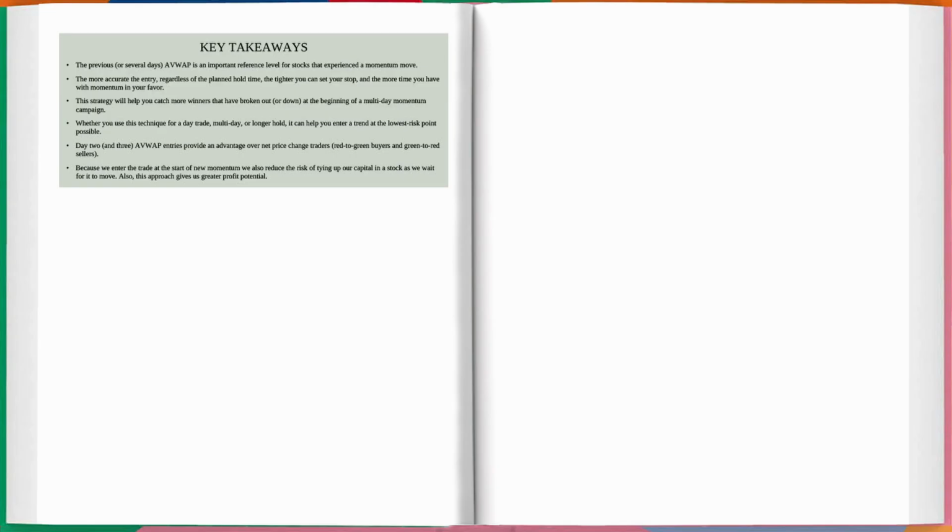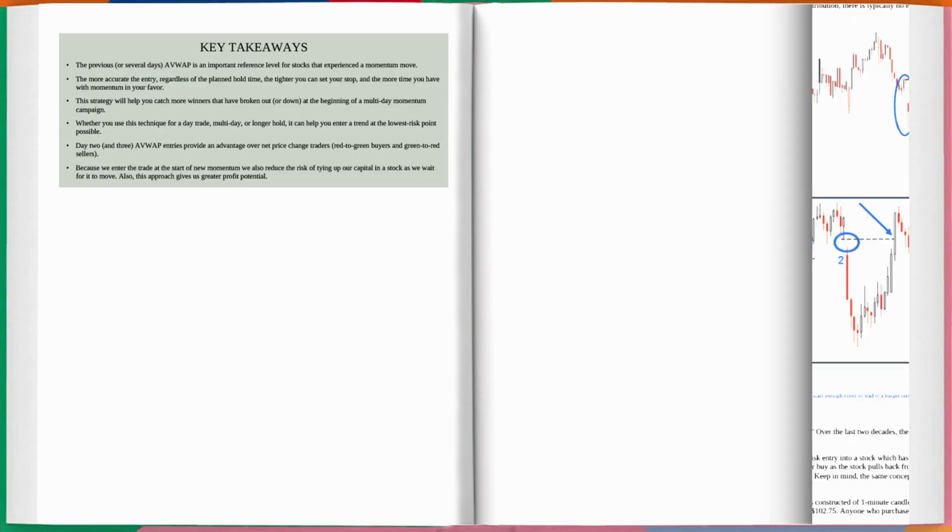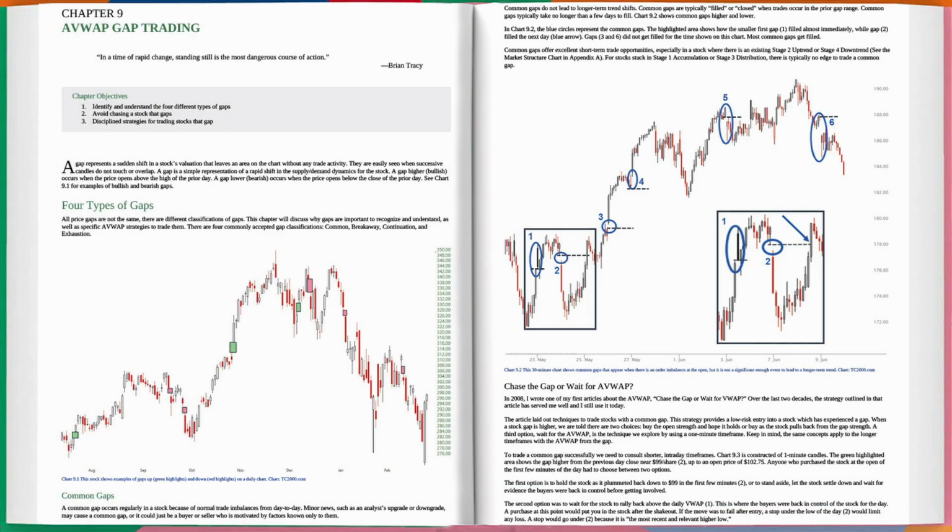Day 2 and 3 AVWAP entries provide an advantage over net price change traders, red to green buyers and green to red sellers. Because we enter the trade at the start of new momentum, we also reduce the risk of tying up our capital in a stock as we wait for it to move. Also, this approach gives us greater profit potential. Chapter 9. AVWAP Gap Trading.